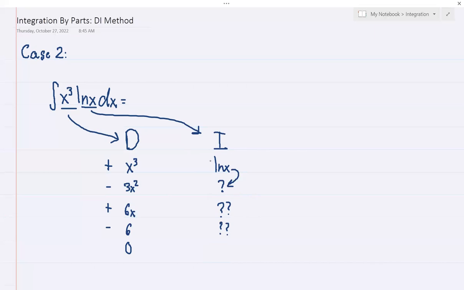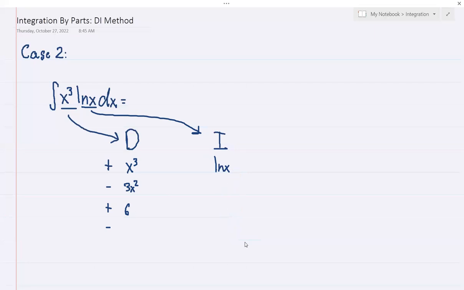Okay, because as you can see, take a look. The integral of ln of x involves integration by parts. And then you will do the same thing for the third row, the fourth row, until you reach the fifth row. So it's complicated, right? So why not let's switch the roles?